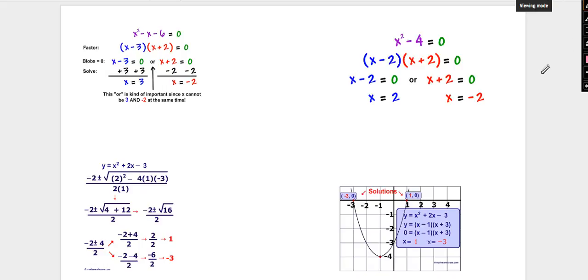So I'm going to compare and contrast the different ways that we have solved quadratic equations. So this first one, we have x squared minus x minus 6 equals 0. And we solved this for x by finding the factors for it.